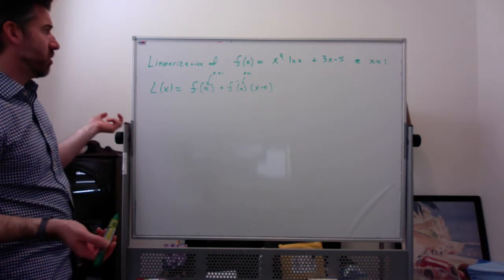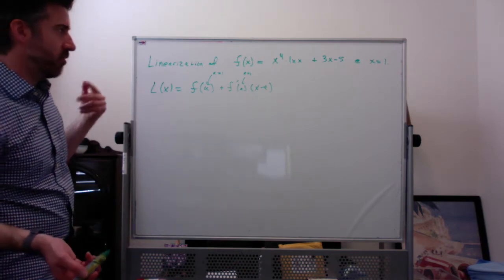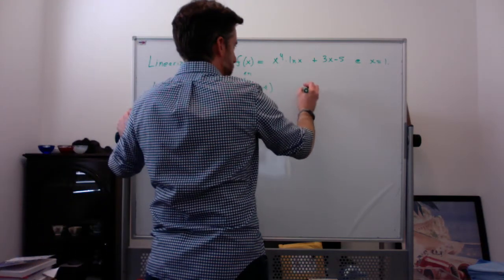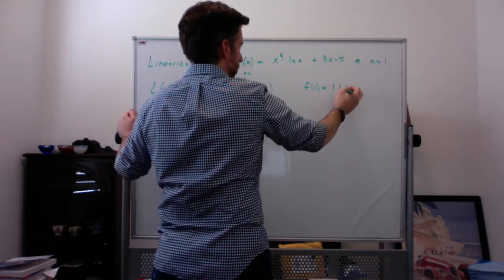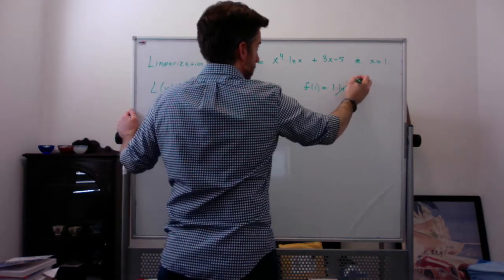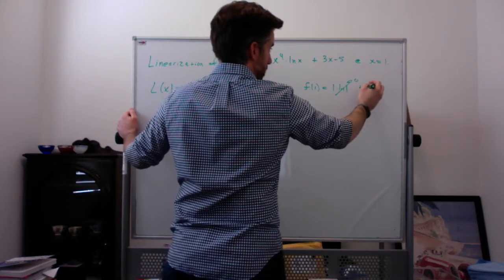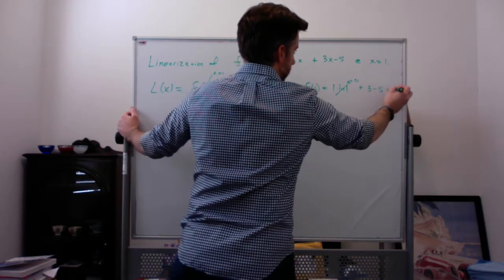So we have to figure out what f of 1 is and f prime of 1 is. f of 1 should be straightforward. I'm just going to plug in 1 and get 1 times natural log of 1, which is 0, plus 3 times 1 is 3, minus 5, so I get negative 2.